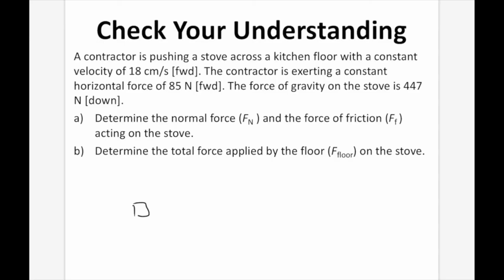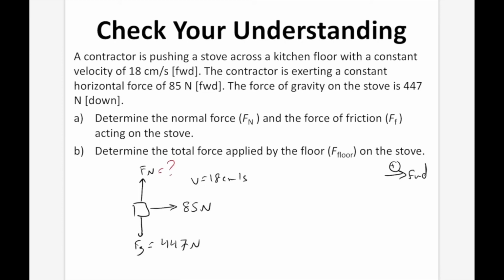So we're going to draw a free body diagram. We know we're going to have an Fg, we're going to have an Fn, and we're going to say that forward is positive, and we know we're going to have a velocity of 18 centimeters per second. And to produce that velocity, we have a force horizontally acting 85 newtons forward. We're told that Fg is 447 newtons, and we're asked to find Fn and the force of friction.